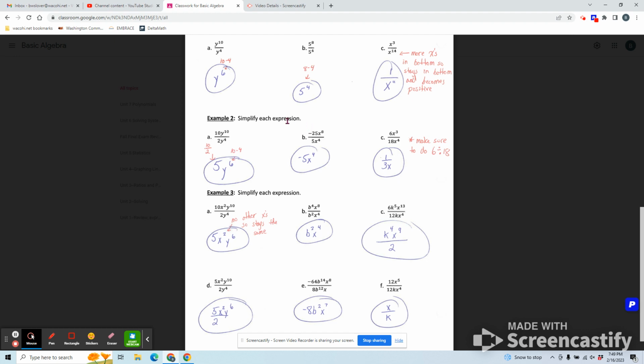Letter B, negative 25 over 5. I reduce it to negative 5. And then they're both the same base. I subtract my power. 8 minus 4 is 4.